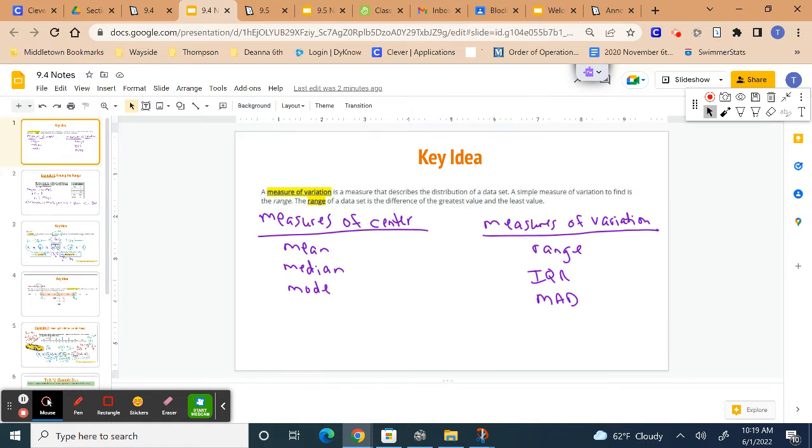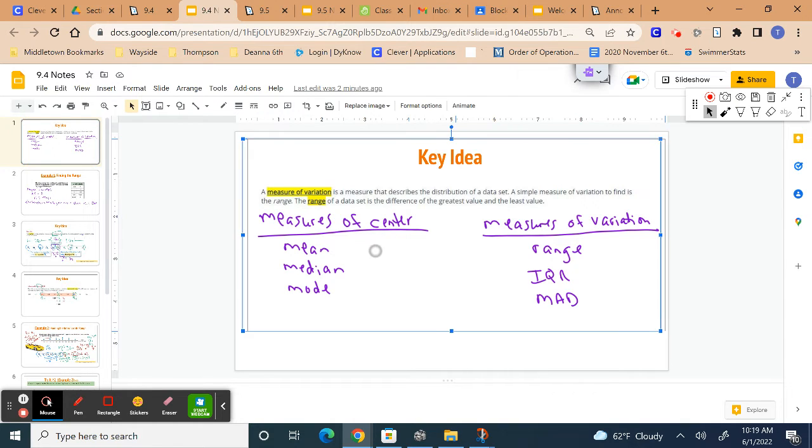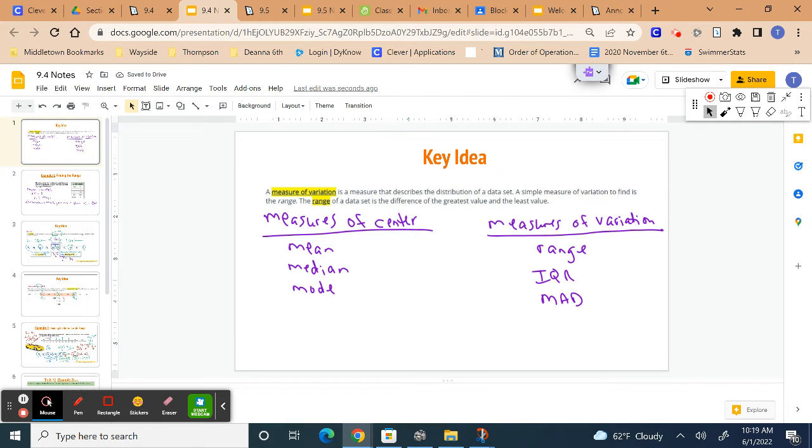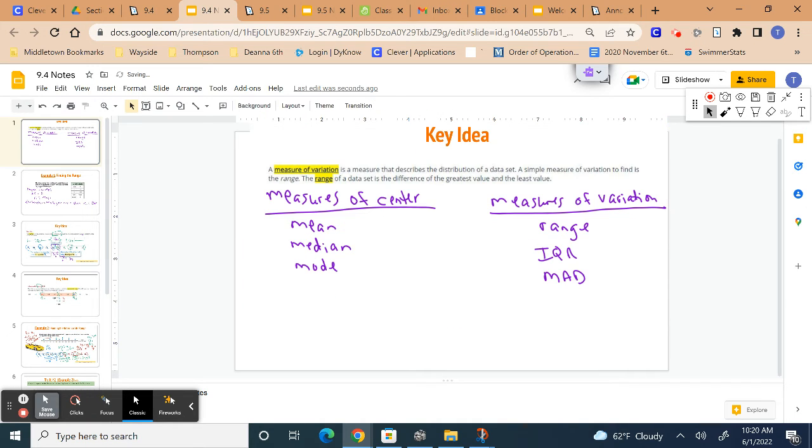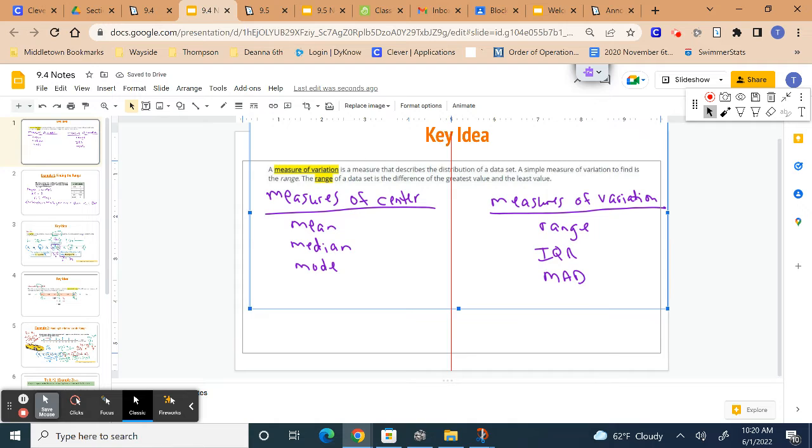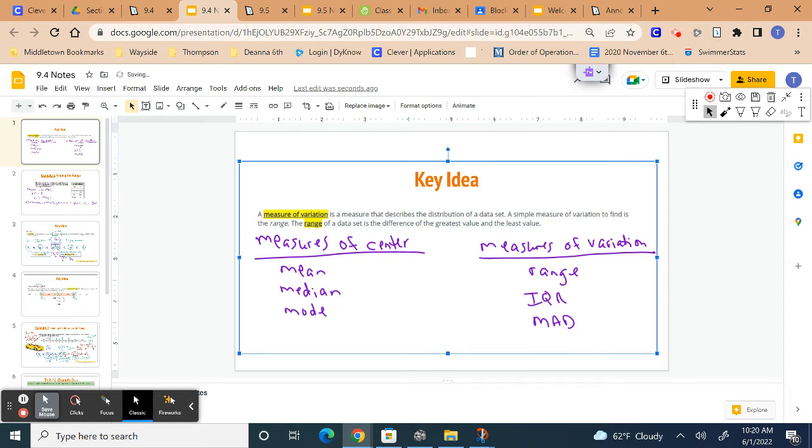When we did our key ideas yesterday, we talked about measures of center, which is the mean, median, and mode. And then now we learned about measures of variation.